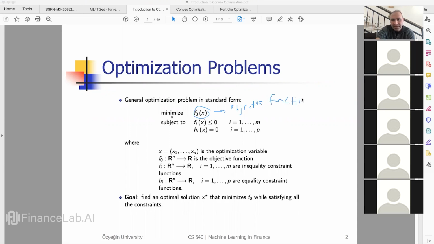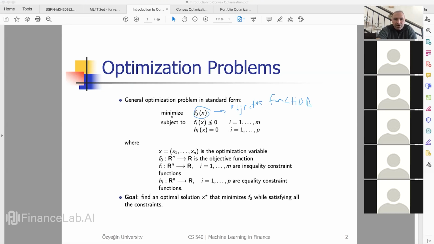Depending on some circumstances, some of these problems will be easier to solve optimally, which will be called convex. Some other problems will be non-convex, which are more difficult to solve. In general format, for a given set of variables x, from x1 up to xn, the optimization variables, we try to minimize the f0(x) function, as you see here.